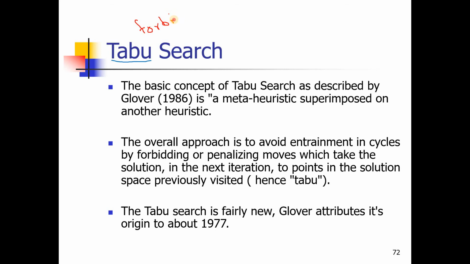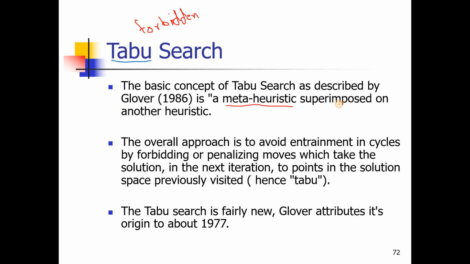So taboo search means that it is avoiding to search those states that we have already seen. Those states are forbidden. They are mamnu because we have already seen them. We don't want to waste time on those states that we have seen in the past. So the basic idea of taboo search was described by a scientist Glover in 1986.